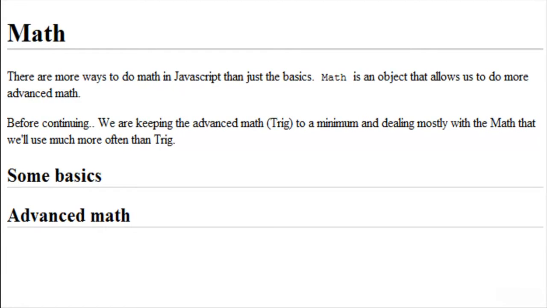There are more ways to do math in JavaScript than just the basics. Math is an object that allows us to do more advanced math. Before continuing, we are keeping the advanced math, so the trigonometry basically, to a minimum and dealing mostly with math that we'll use much more often than trig.